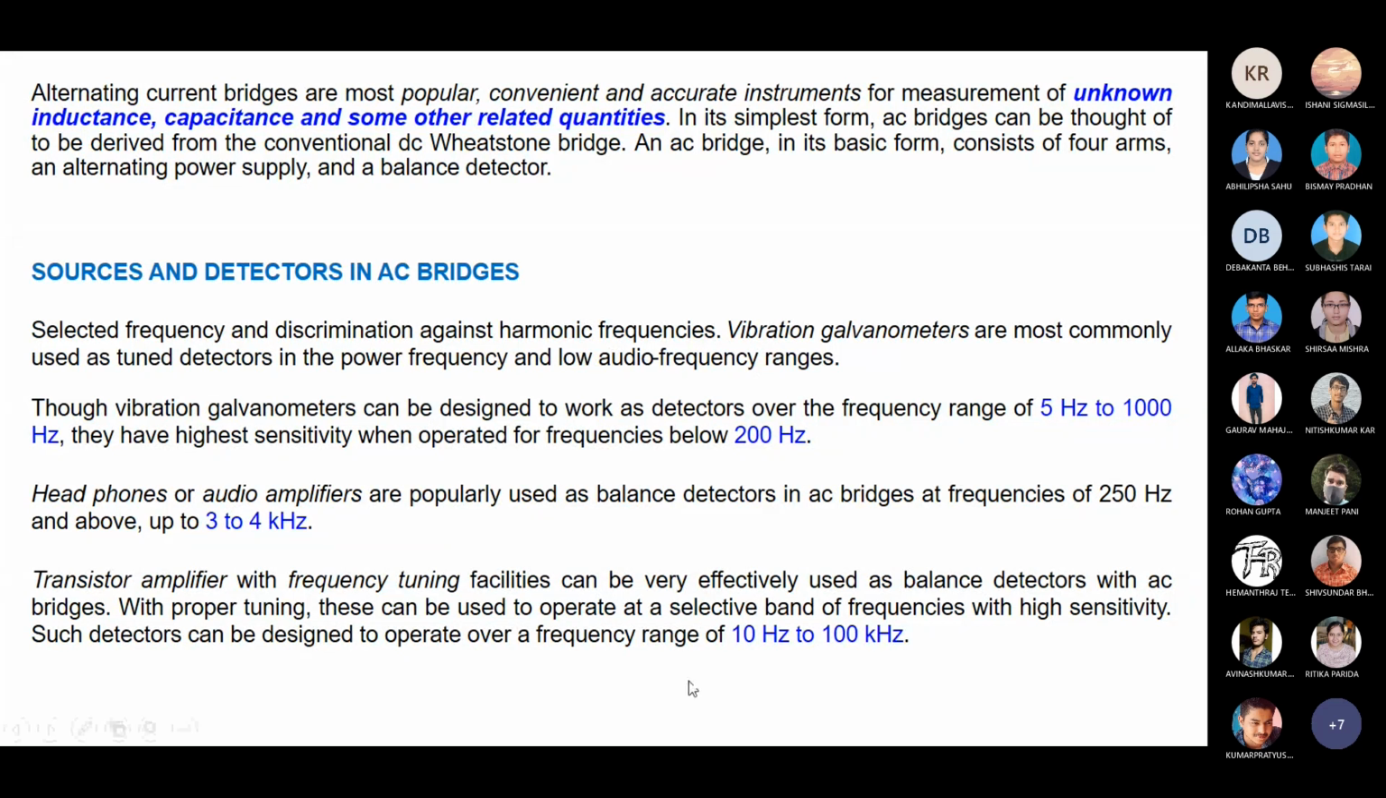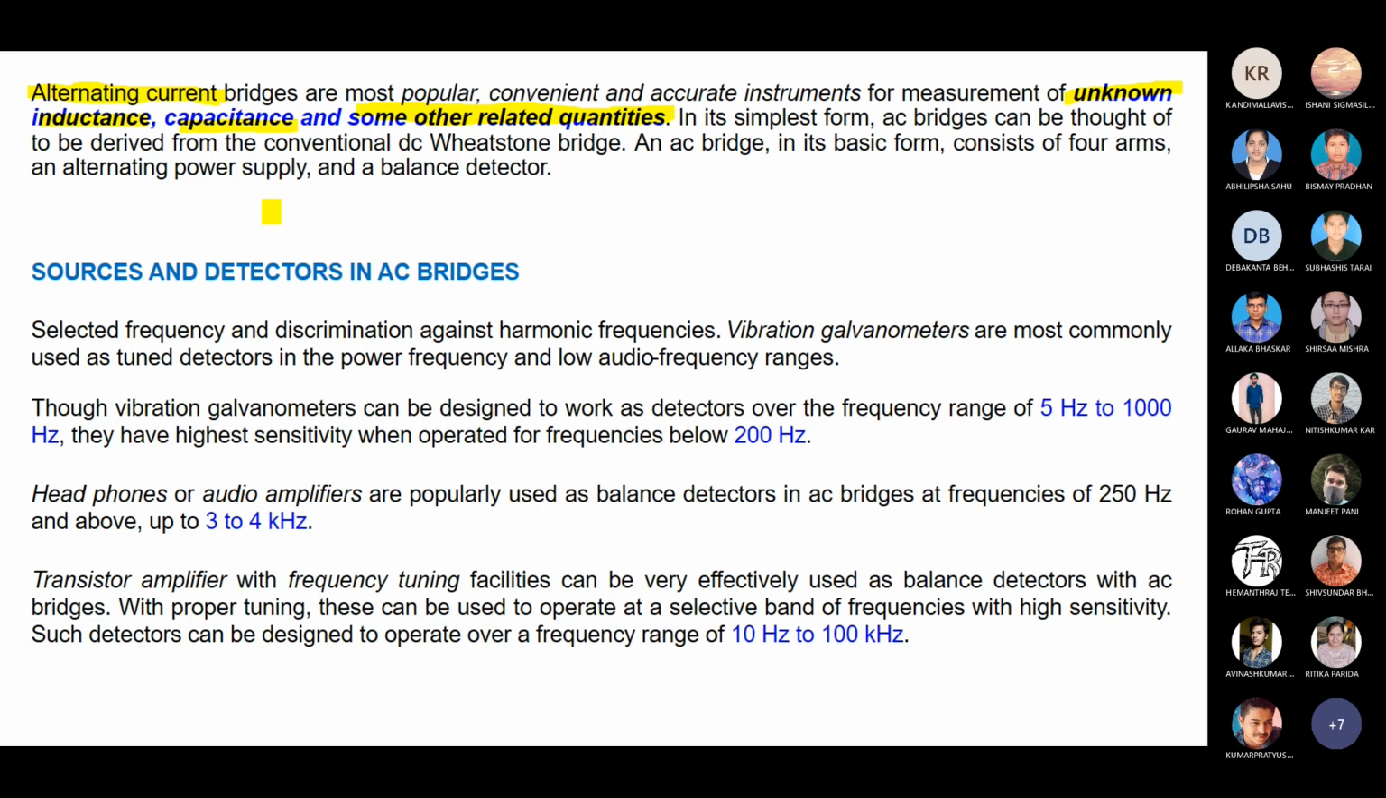So what is the basic idea of the bridge? Alternating current bridges are the most popular, convenient, and accurate instruments for the measurement of unknown inductance, capacitance, and some other related quantities like frequency. Here we are doing impedance matching. The unit of impedance Z is ohm.